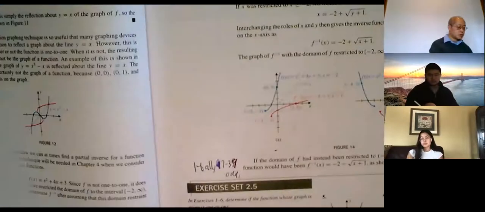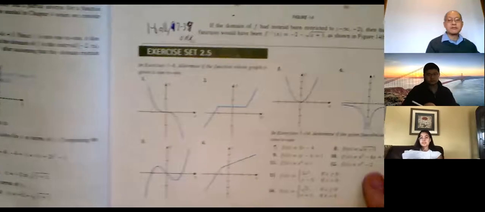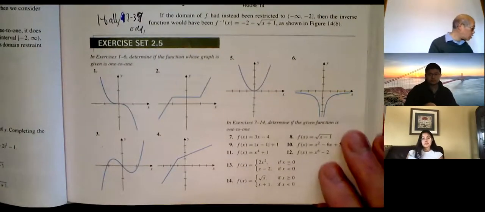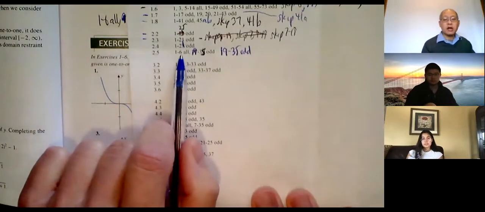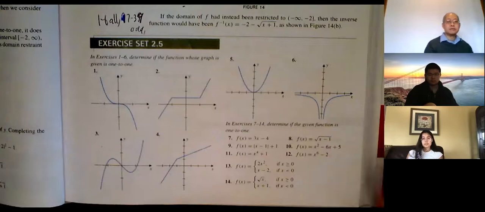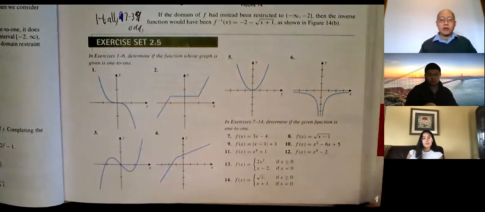All right, so what I'm going to do right now, and these are very easy, I hope you'll agree with me. Section 2.5, problems 1 through 6, we had to do 1 through 6 all. We can knock them all off now very easily. Is it one-to-one or is it not one-to-one?